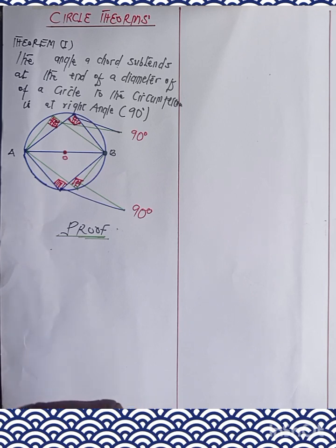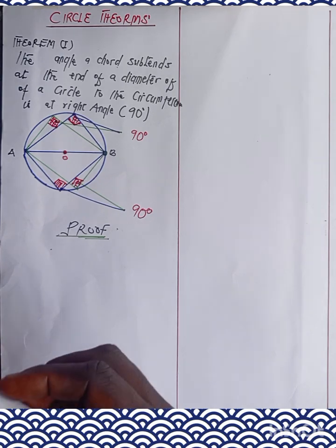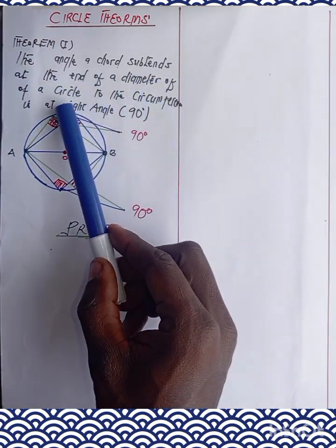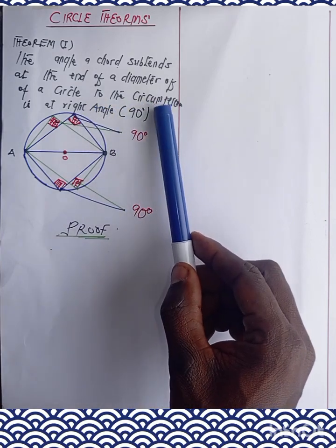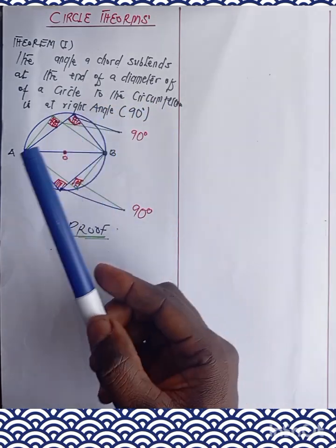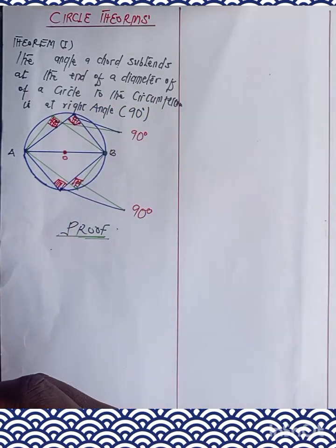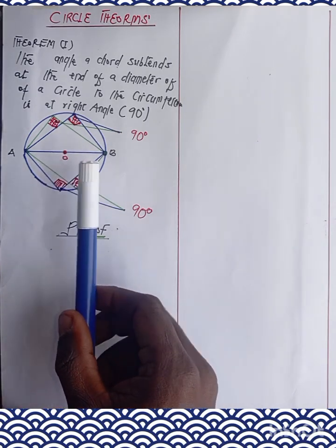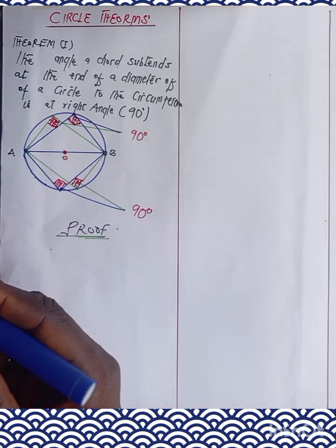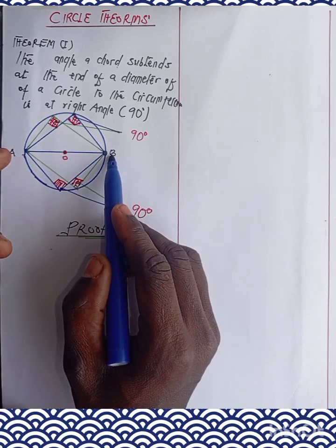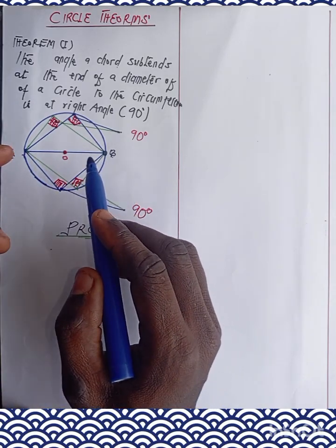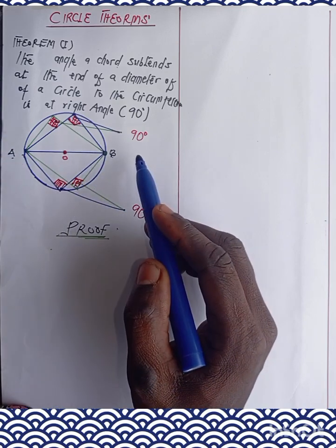Now theorem 1, or property 1, says that the angle a chord subtends at the ends of a diameter of a circle to the circumference is a right angle. That is what? 90 degrees. So we have the theorem diagram here. This is the end of the diameter. You can see this is the end of the diameter AB. And AB is a chord, and it is the greatest chord among all the chords.